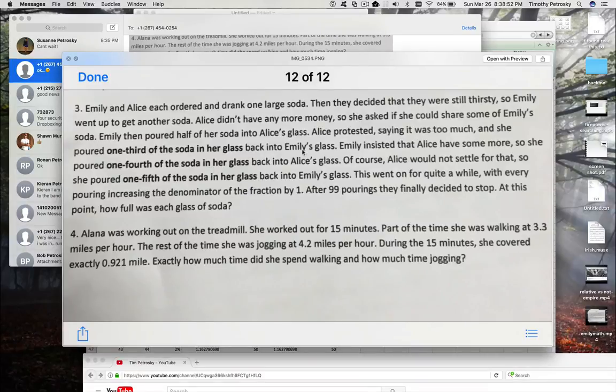So the first time they do it, they're halving it. The denominator's 2. The second time they're doing it, they're thirding it. The denominator's 3. And we need to figure out what the bottom denominator is in the sequence, so that you figure out how much goes in each glass.